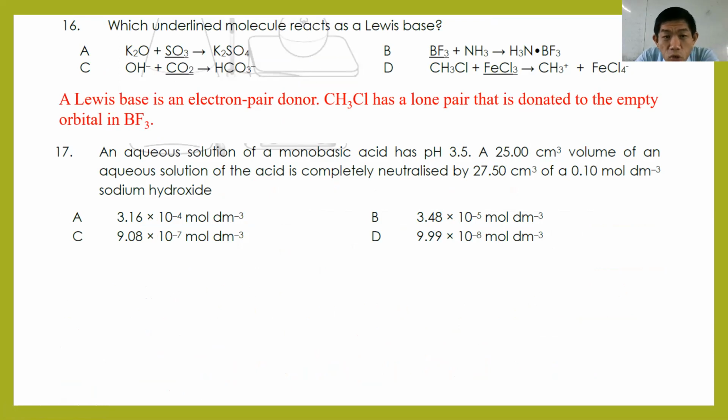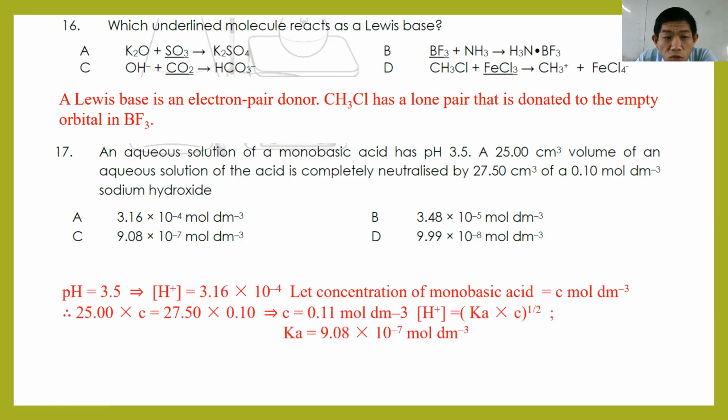Number 17. An aqueous solution of a monobasic acid has a pH of 3.5. 25 centimeter cube of the aqueous solution of the acid is completely neutralized by 27.5 of 0.1 sodium hydroxide. So what is the Ka? So pH is equal to 3.5. So the concentration of H plus is 3.16 times 10 power negative 4. Let the concentration of the monobasic acid be C. So 25 times C equals 27.5 times 0.1. So concentration C equals 0.11 mole per decimeter cube. So H plus is equal to the square root of Ka times C. So Ka is 9.08 times 10 power negative 7. So the answer in here is C.